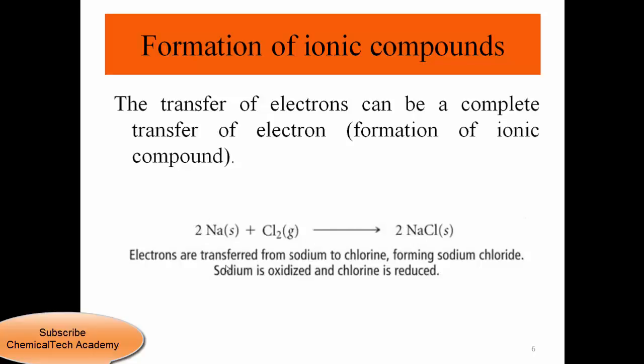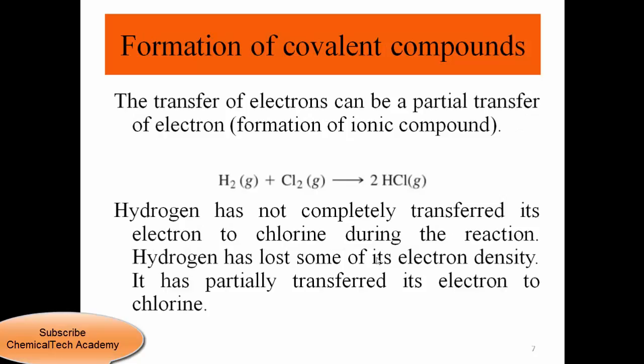So electrons are transferred from sodium to chlorine, forming sodium chloride. Sodium is oxidized and chlorine is reduced. Transfer of electrons can be a partial transfer of electron, which leads to formation of covalent compound. It was a mistake here.